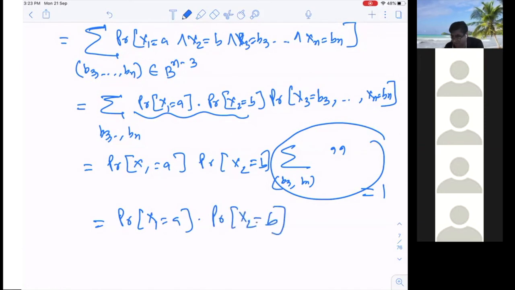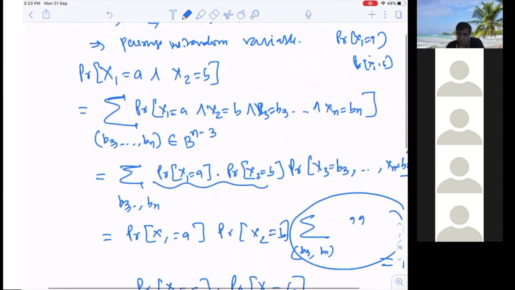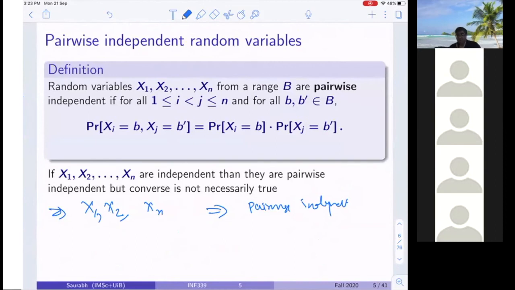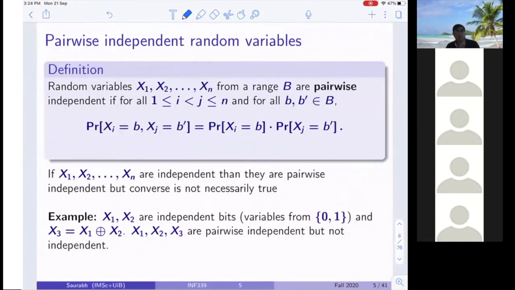There are many ways to show this, but this is one way. What is more interesting is that if you have n independent variables, then actually it is independent for all subsets. Every subset is independent. If x1 to xn are independent, then any subset of the random variables are independent. But what about the converse? If you can show that there are two-wise independent random variables, that does not imply that they are fully independent.